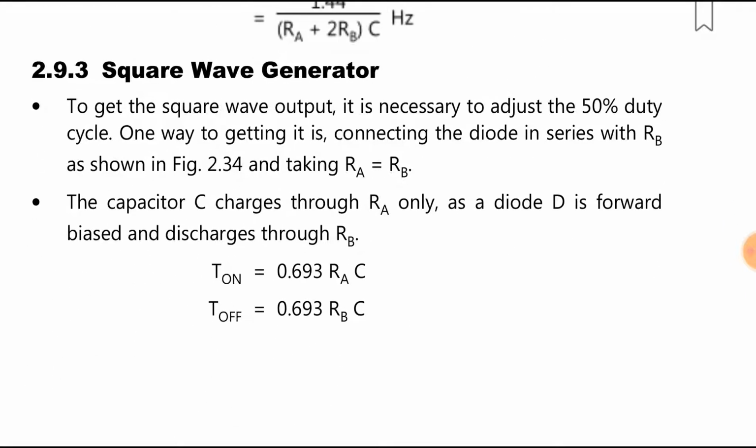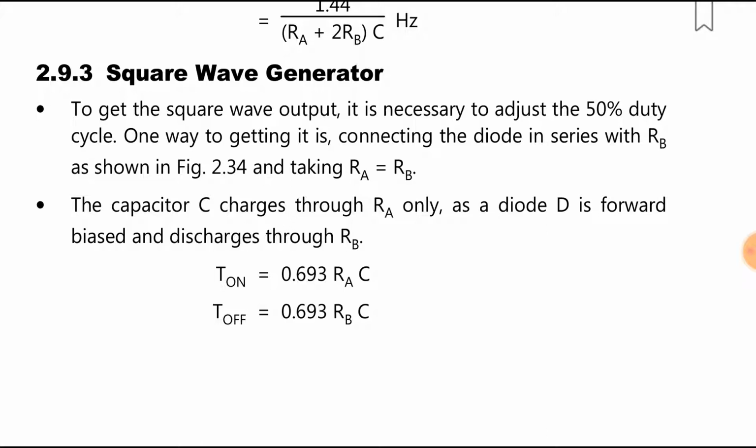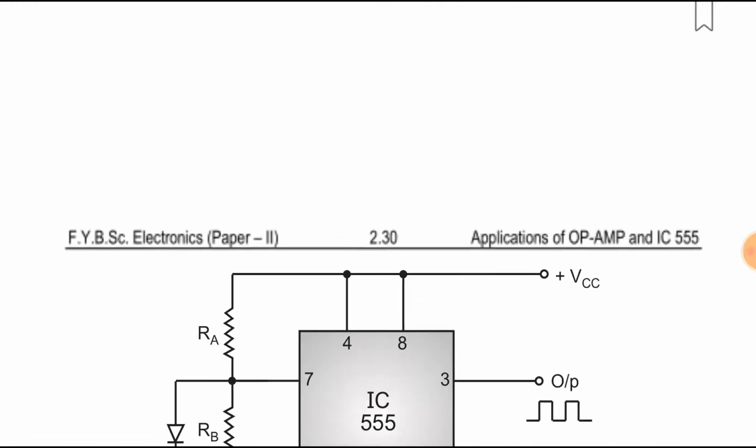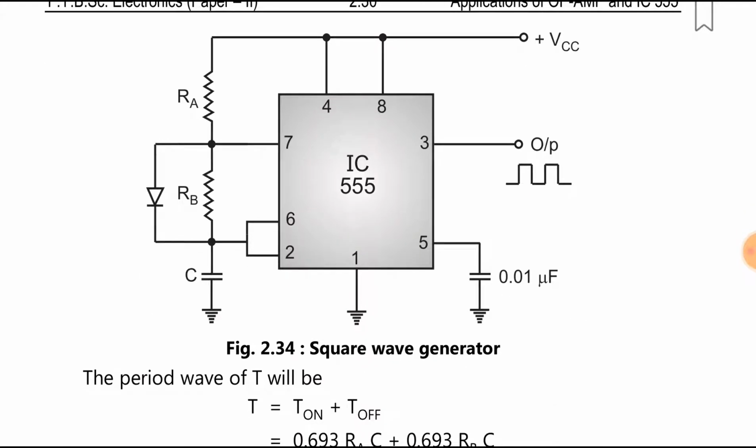Now we will see the square wave generator. To get the square wave output, it is necessary to adjust for a 50% duty cycle. One way of getting it is connecting a diode in series with RB as shown in the figure and taking RA equal to RB. Now the capacitor C charges through RA only, as the diode D is forward biased, and discharges through RB. So T on is 0.693 RA C and T off is 0.693 RB C. Then and only then we will get a 50% duty cycle. So RA and RB values are the same, and you will get the square wave.